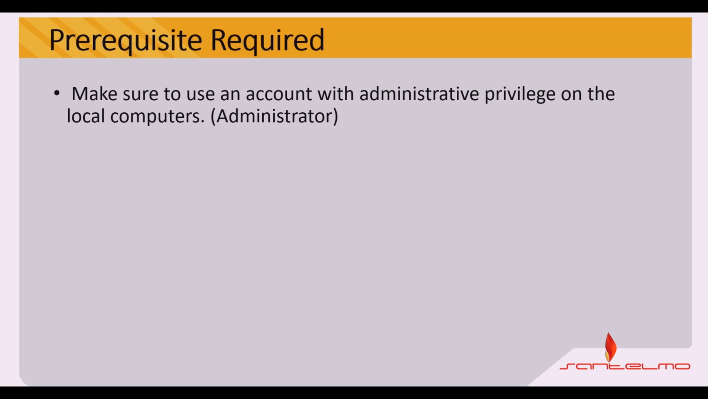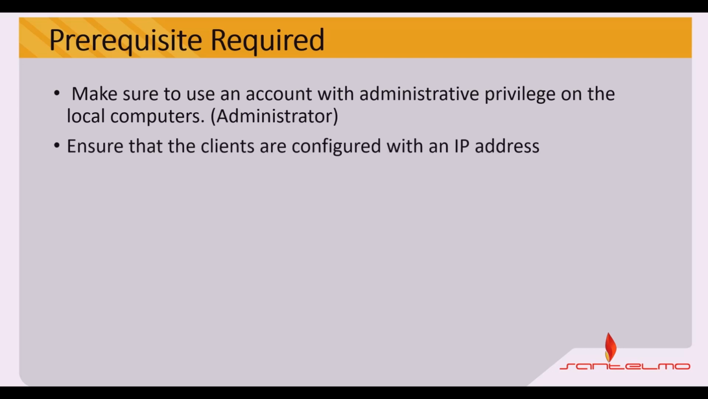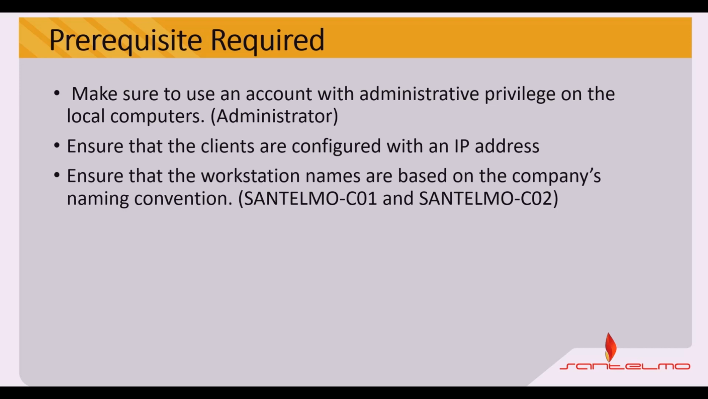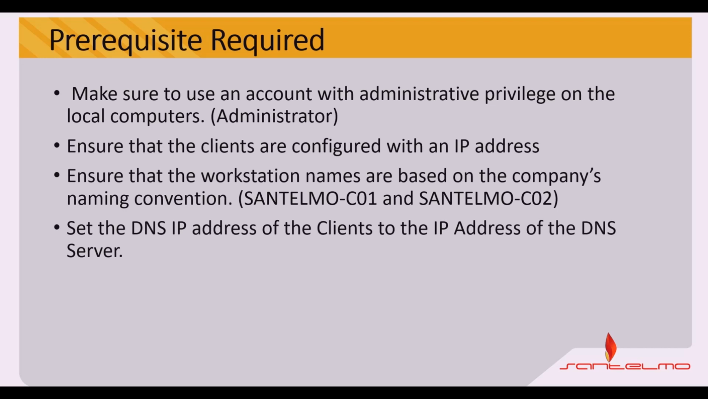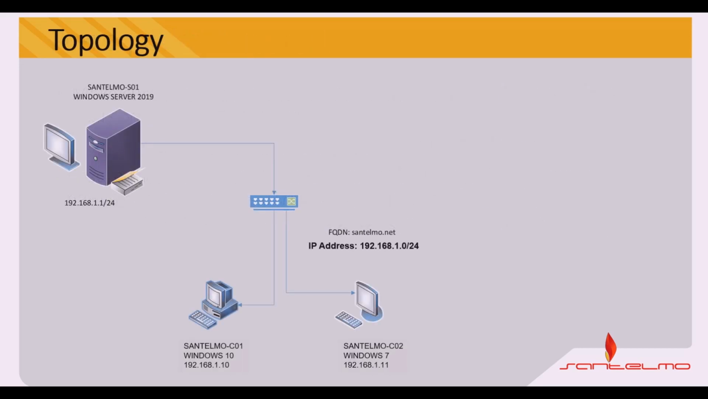Now, what are the prerequisites required? First, you have to ensure that you are using an account with administrative privileges on local computers, like the administrator. Next, ensure that the clients are configured with an IP address as specified on the topology presented. Ensure that the workstation names are based on the company's naming convention, like San Telmo Z01 and San Telmo Z02 for the clients. You also have to set the DNS IP address of the clients to the IP address of the DNS server, in this case 192.168.1.1.